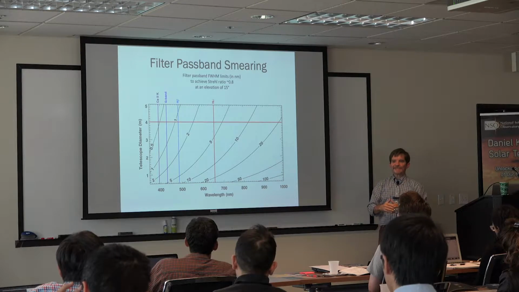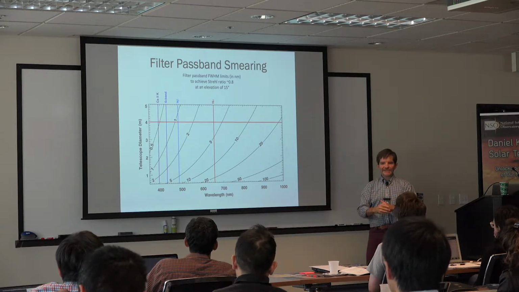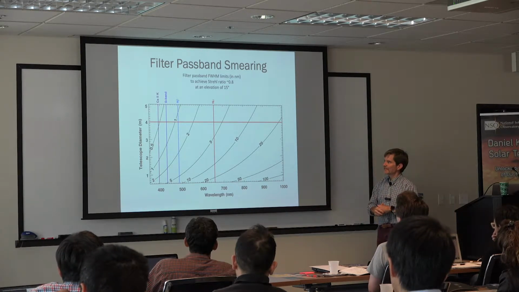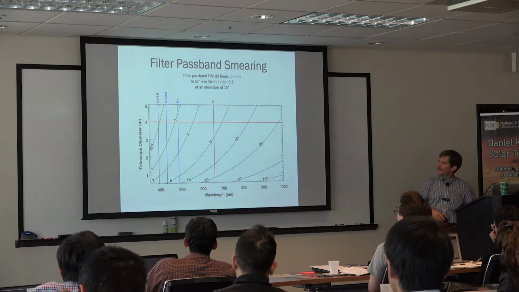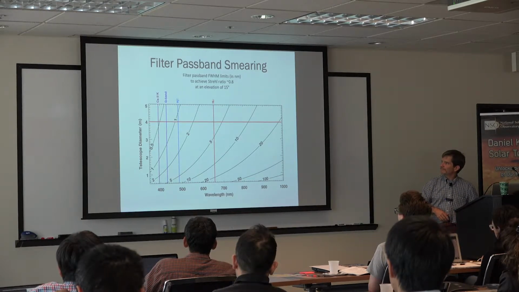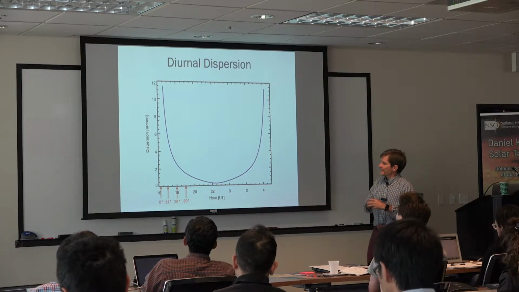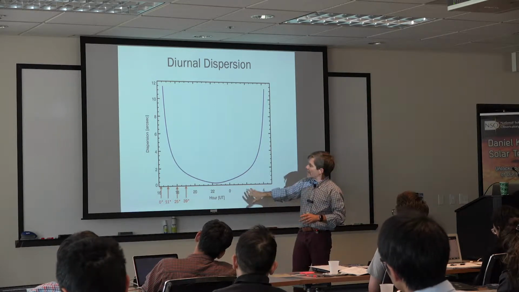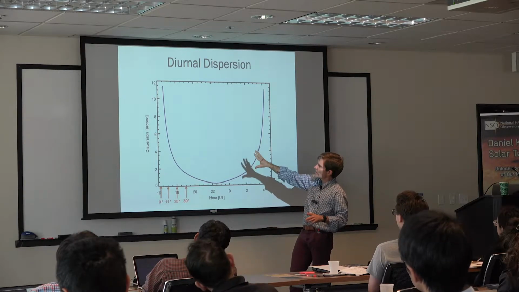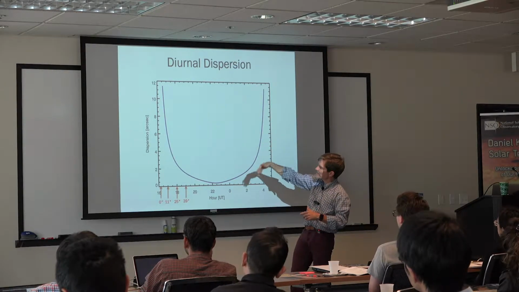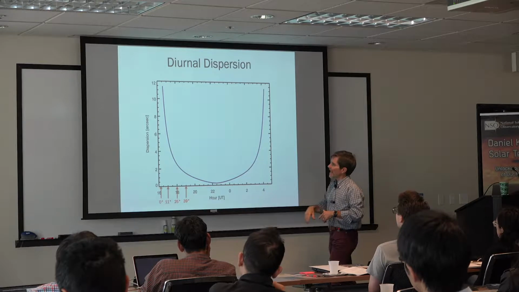Now with DKIST the passband's about 5 angstroms, so we don't get as much smearing in the passband. You don't have to worry about that so much. But just to plot again here on a blown up scale, I showed it before, here's the dispersion as a function of time.